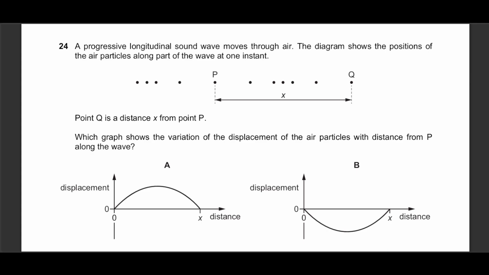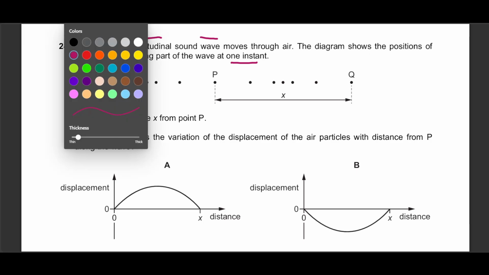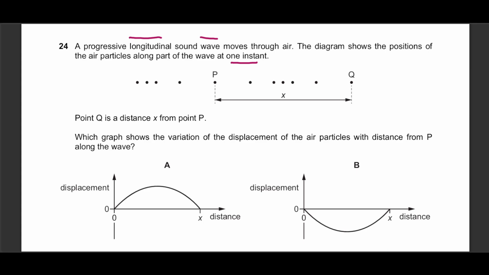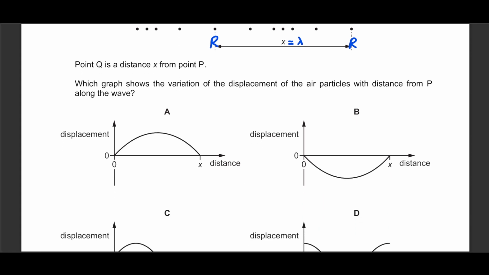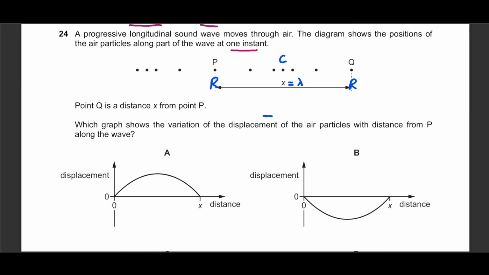He says that it's a longitudinal wave, it's a sound wave, and the particles are shown in their positions. Air particles are shown. This is the wave at one instant. First of all, figure out what these positions in terms of compression or rarefaction are going to look like. This is the center of compression, and this is the center of rarefaction. This is also rarefaction. I can say that the length x is actually equal to the wavelength itself. Now he says that point Q is distance x from point P. Which graph shows the variation of displacement of the air particles with the distance from P along the wave?